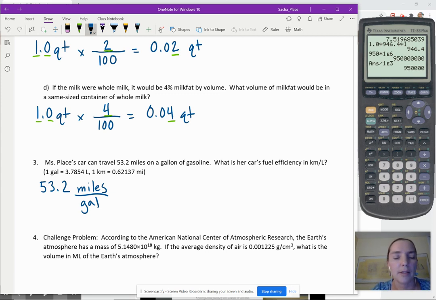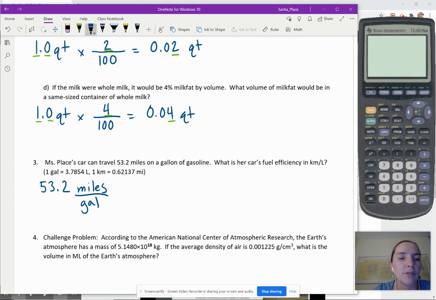So we have units of miles on the top of the fraction, units of gallons on the bottom. So I want to get into kilometers per liter. So I'm actually going to have to convert both of these units, and I'll do it one at a time. It doesn't matter what order you go in, right? You can go in whatever order you want.